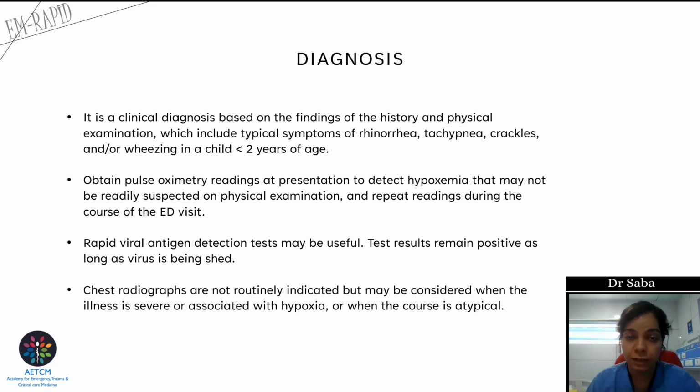So that's how dangerous hypoxia is in the pediatric age group, which is why we will obtain a pulse oximeter reading at presentation to detect hypoxemia, and then on repeated assessment of the child, we will also keep in mind the saturation of the child along with the respiratory rate and work of breathing.